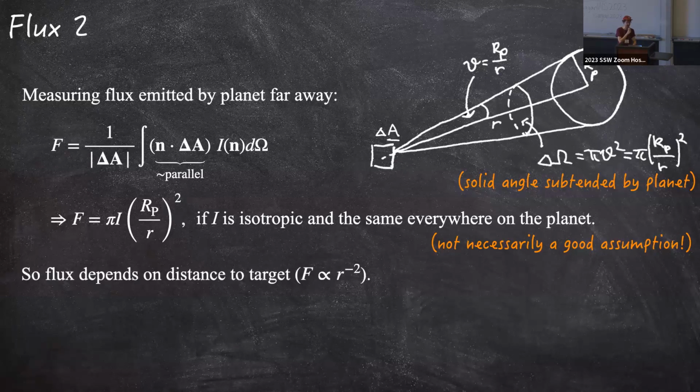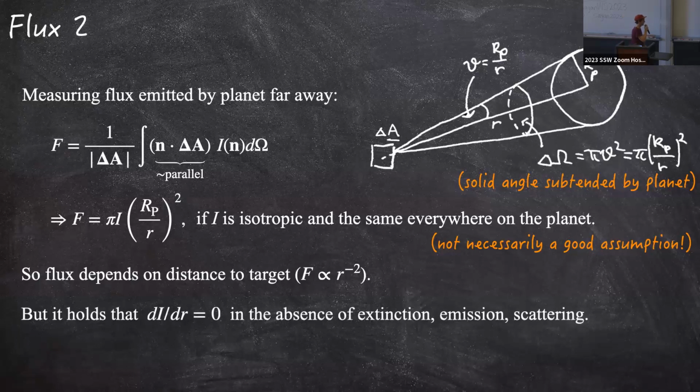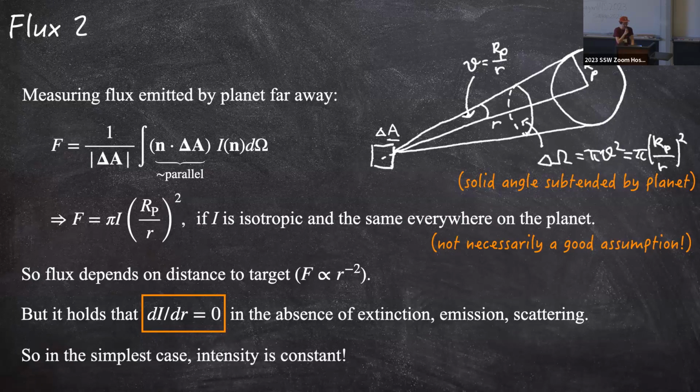So, major results: did we learn something new or not? It holds, and that's important, that the intensity gradient along the travel direction is 0 in the absence of extinction, emission, and scattering. This is already the equation of radiative transfer in its simplest form: intensity is just constant. That kind of confused me initially. Shouldn't it change as 1 over r squared? Hopefully you'll never suffer from this. Yes, in the simplest case, intensity is constant.